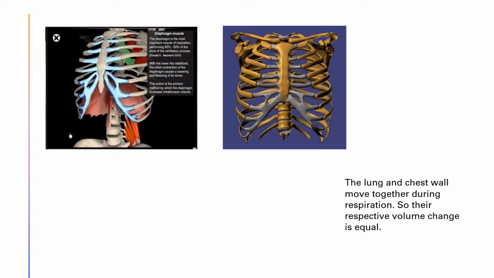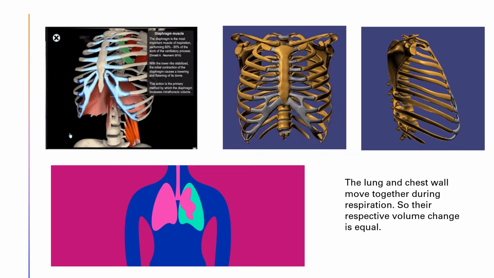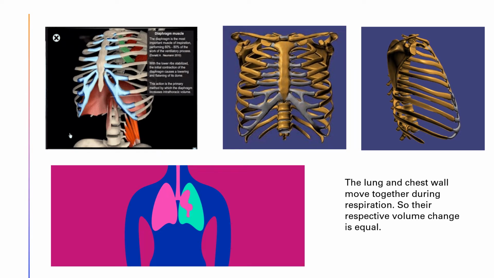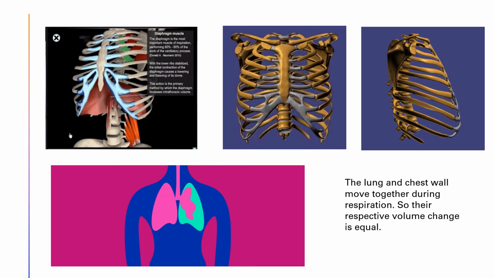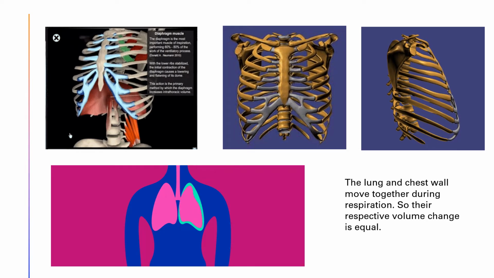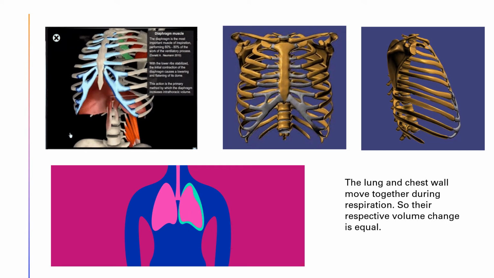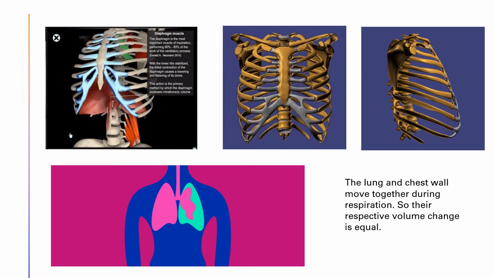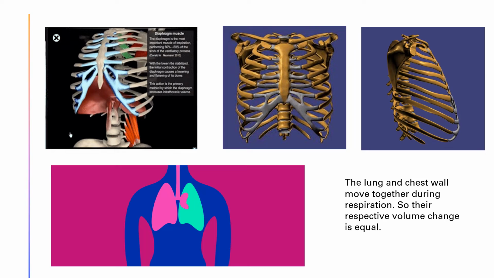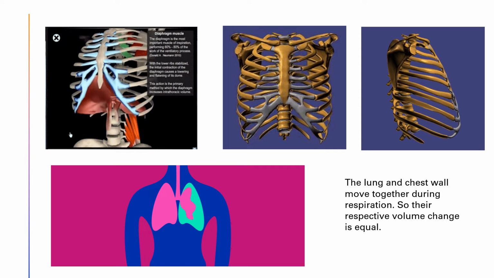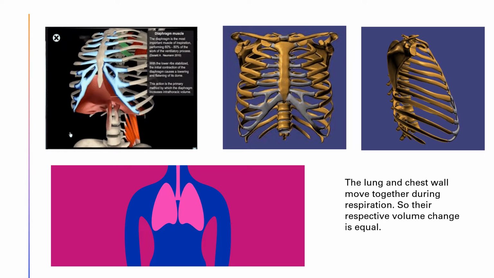The lung and the chest wall move together during respiration, so their respective volume change is equal. From this picture we can see that the chest wall is expanding. It is moving outward so that the anteroposterior, lateral, transverse and vertical diameters of the chest wall increase. At the same time, there will be elastic recoiling of the lung. So when the chest wall is expanding, the lung will undergo elastic recoiling. They will move together but in opposite directions.